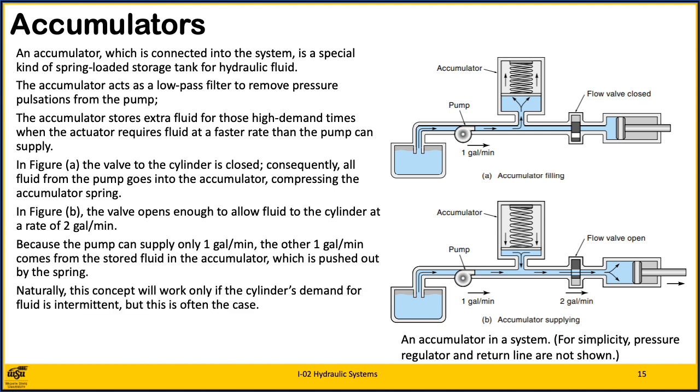Naturally, this concept will work only if the cylinder's demand for fluid is intermittent, but this is often the case. In fact, this is one of the advantages of a hydraulic system. It can store energy within the system to be used during periods of peak demand.